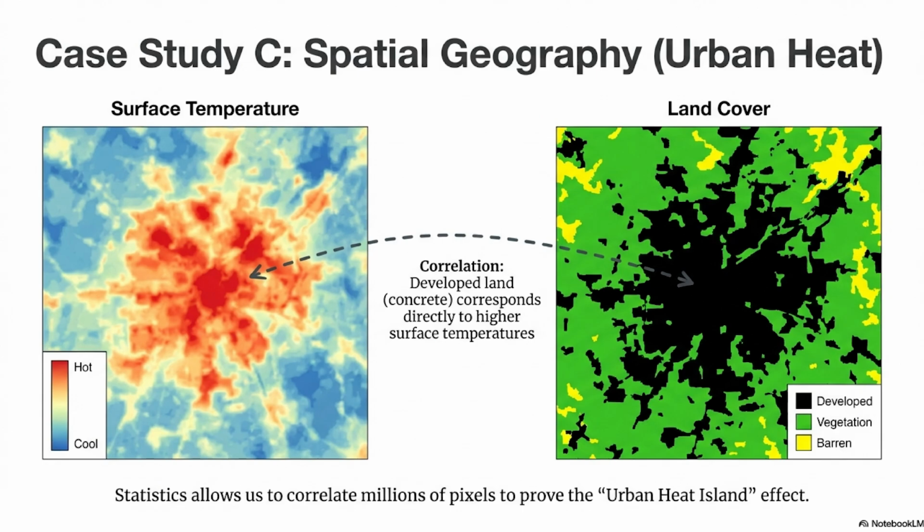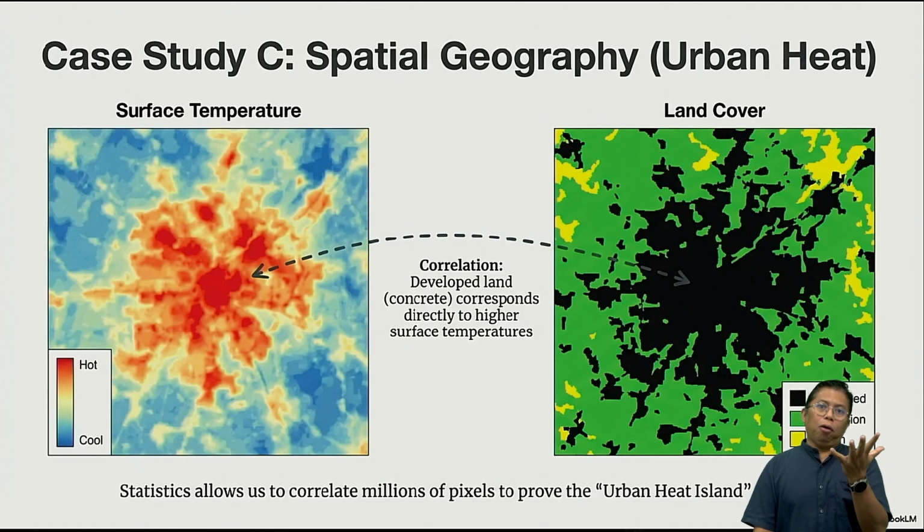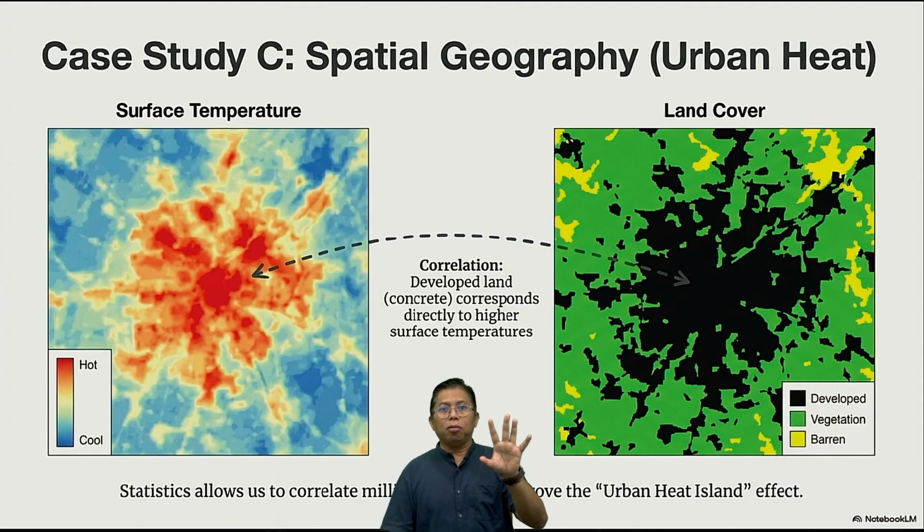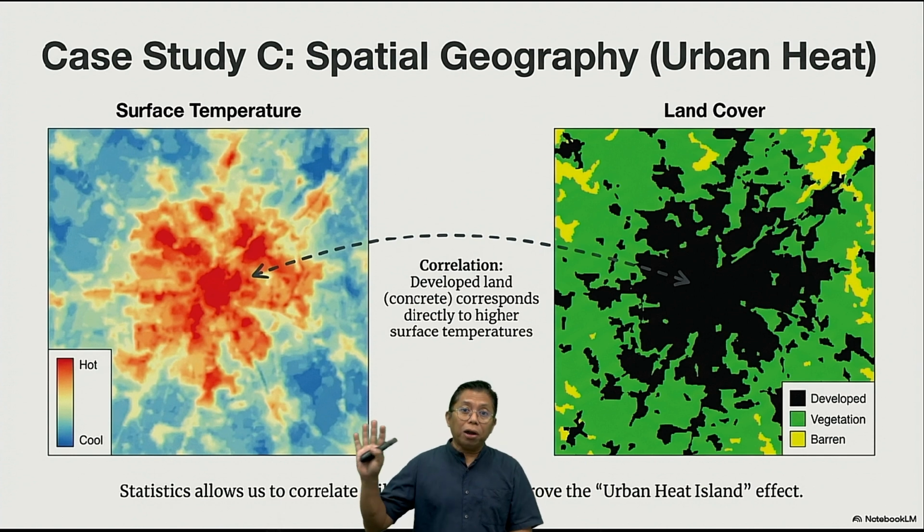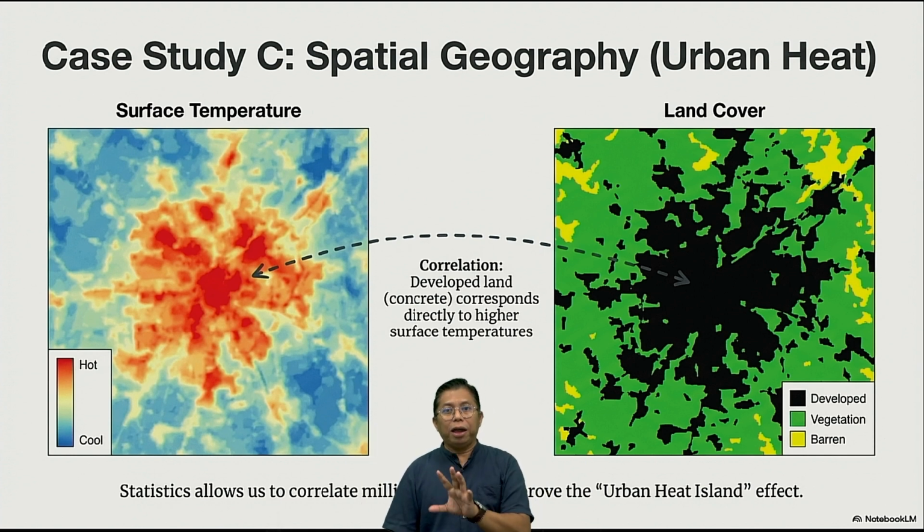So we look at the urban heat. Basically, cities tend to be hotter than the surrounding area. On the left, the surface temperature at night: red means hot, blue means cool, and you see that the city center stands out much hotter. On the right, we have a land cover map. Black areas show developed land, like buildings and roads, green is vegetation, and yellow is barren land.